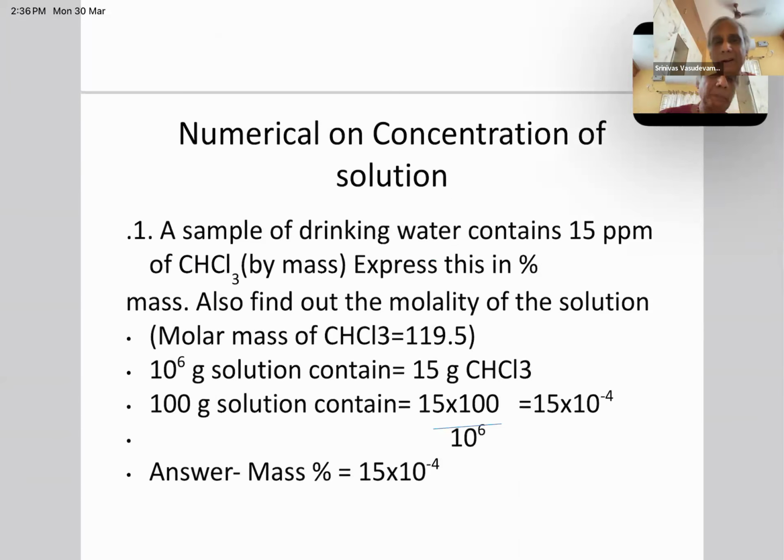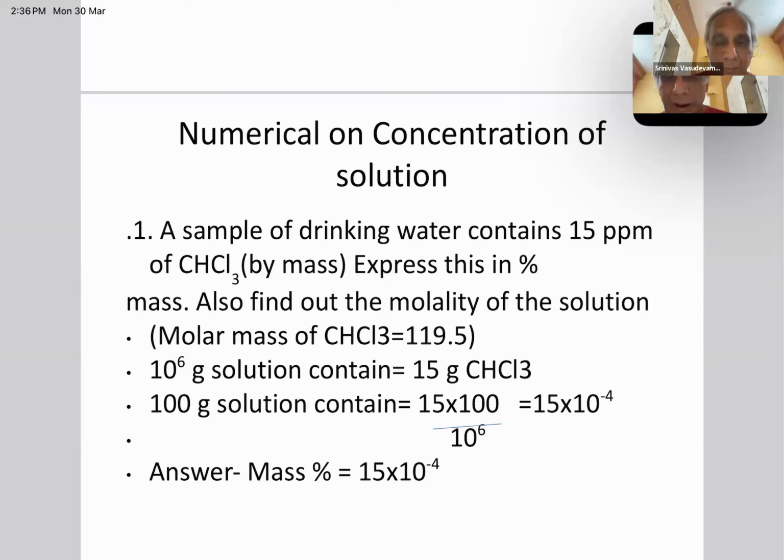The first one is based on percentage mass and parts per million. A sample of drinking water contains 15 parts per million chloroform, CHCl3, by mass. Express this in percentage mass. What is given is 15 parts per million. That is, if I take 10 power 6 gram solution, 15 grams of chloroform is present. What is asked here is the percentage mass, that is, how much chloroform is present in 100 gram solution.